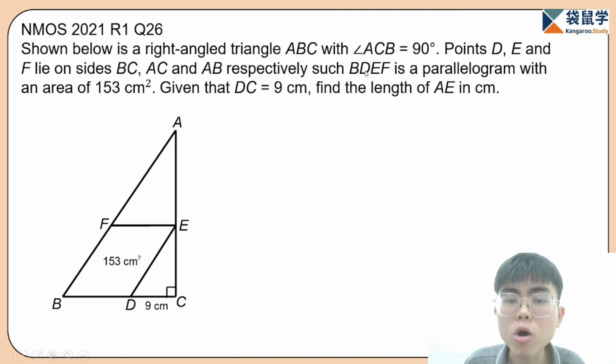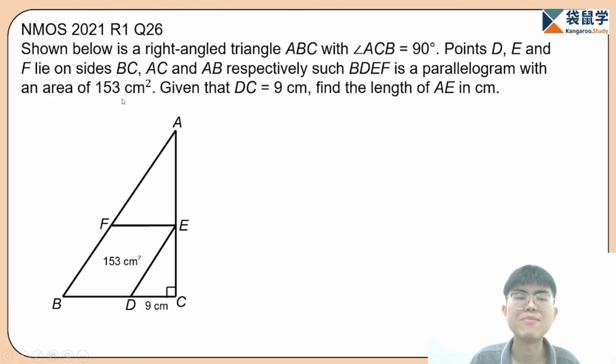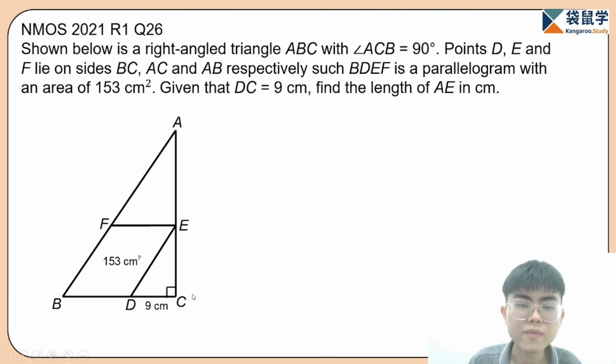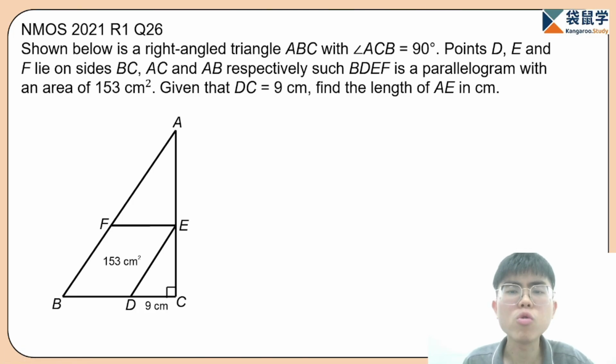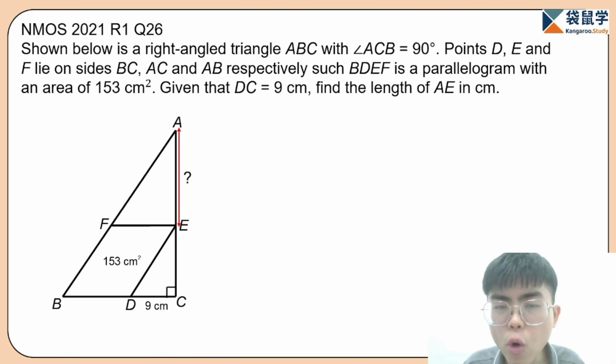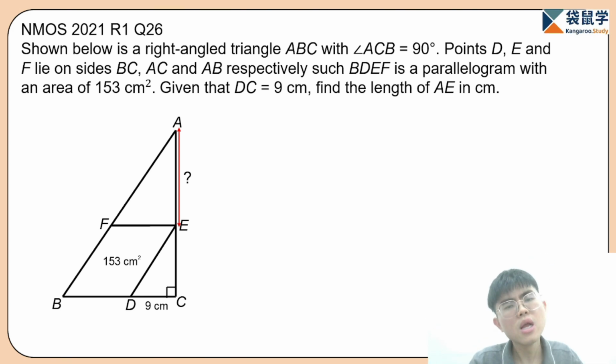Then we say that BDEF is a parallelogram with an area of 153 centimeters squared, which is this part. Given that the length of DC is 9 centimeters, which is this part, we are asked to find the length of AE in centimeters. But we are given the area of the parallelogram and the length of DC, and these two pieces of information don't seem related to the triangle AEF. So how do we solve this question then?